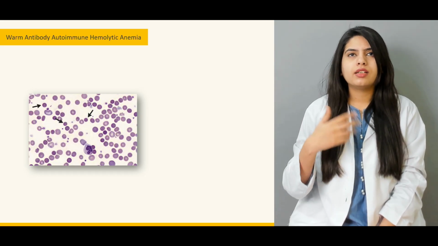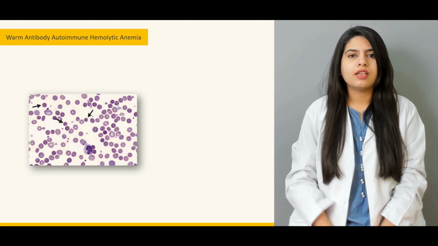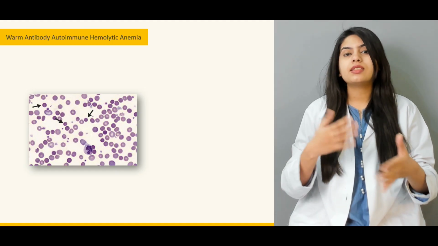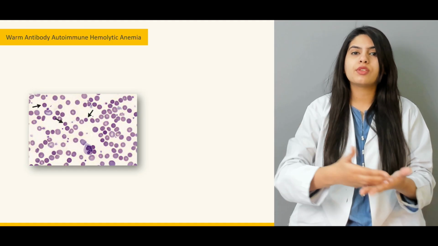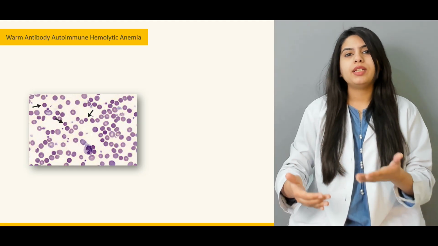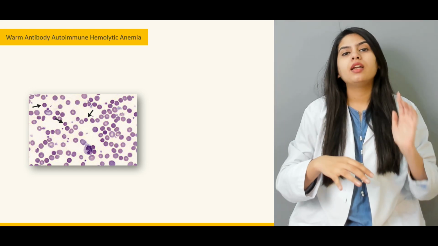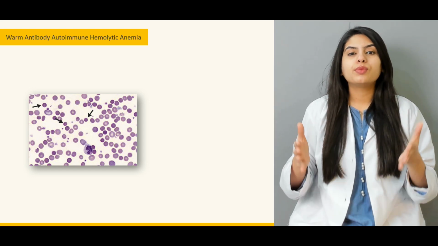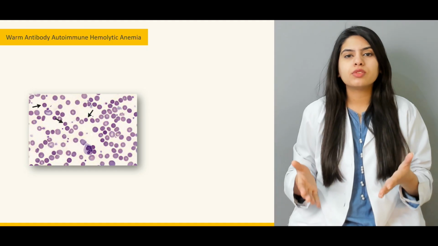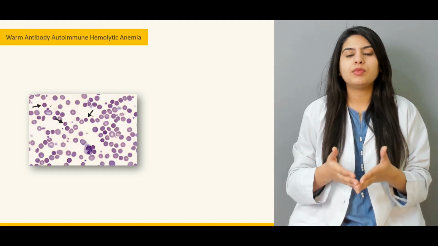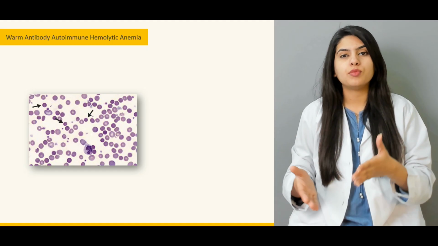How? Just take the example of penicillin. In some cases, penicillin gets attached to the surface of the red blood cells. When the penicillin gets attached to the surface of the red blood cell, an antibody will be produced. Here, I forgot to tell you that in this type of anemia, there is the production of IgG antibodies.